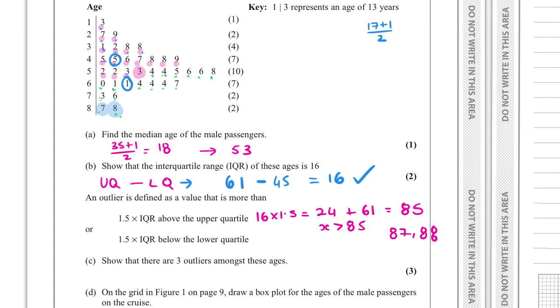Now again, for the lower quartile, I've already multiplied the interquartile range by 1.5, which is 24. So if I do 45 minus 24, I get 21. Anything below 21 is also an outlier. Do I have anything below 21? 13. Okay, so 87, 88, and 13. These are my outliers, and it says show there are 3. That is so easy for 3 marks, isn't it? Perfect.